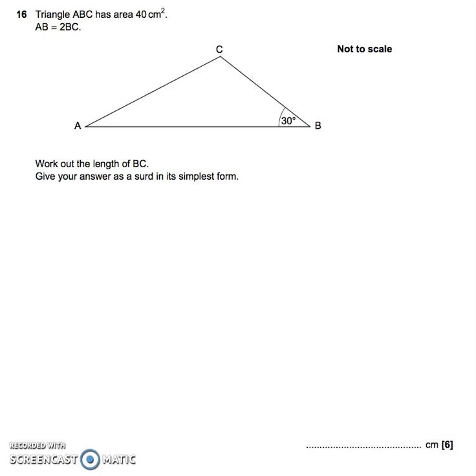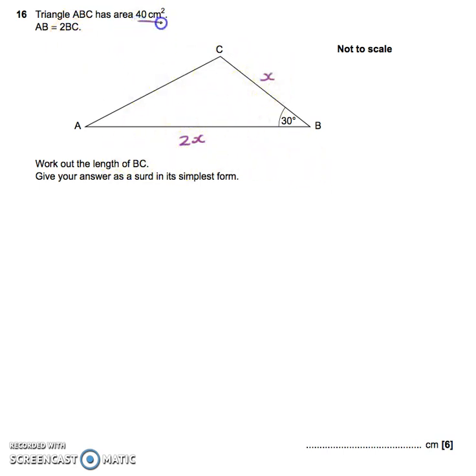Question number 16, we're given a triangle ABC and it's got an area of 40 centimeters squared, and we're also told that AB is the same length as two lots of BC. So first things first, because we don't know what those lengths are, I'm going to write down that BC is length X and AB is 2 times longer than that, so AB is 2X. That kind of makes things a little bit easier for us. We're given that information, so we're kind of guided into doing that.